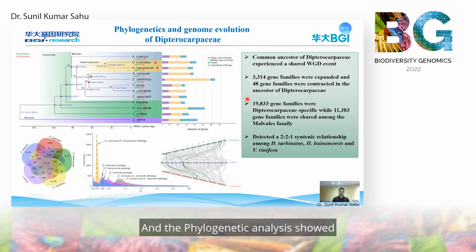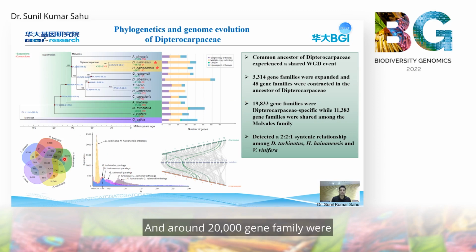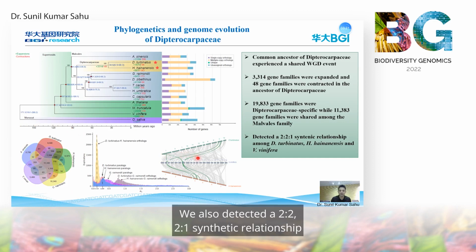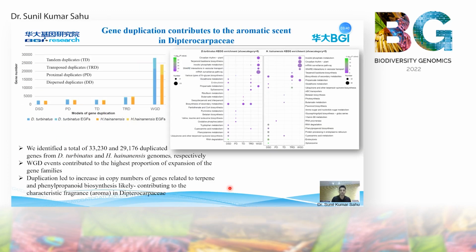And the phylogenetic analysis showed that the common ancestor of the Dipterocarps experienced a shared whole genome duplication event, and around 20,000 gene families were Dipterocarpaceae specific, while 11,000 gene families were shared among the Malvales family. We also detected a 2:2:1 syntenic relationship between D. turbinatus, Vitis vinifera, and Hopea hainanensis.